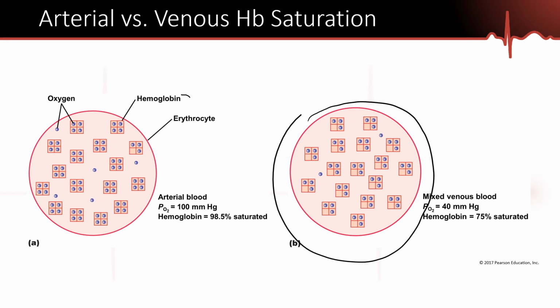And what hemoglobin does, each hemoglobin protein, each one of these is one hemoglobin protein. Each one of these hemoglobin proteins is capable of binding 4 oxygens. 1, 2, 3, 4. Right? So inside of red blood cells, erythrocytes, there's hemoglobin. And each hemoglobin can bind 4 oxygen molecules.